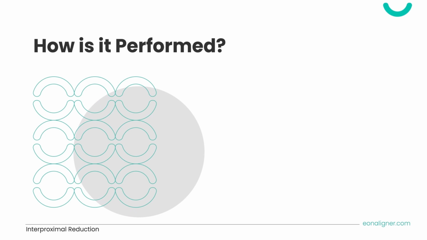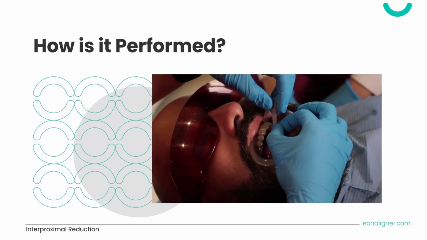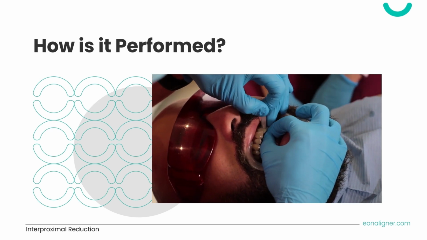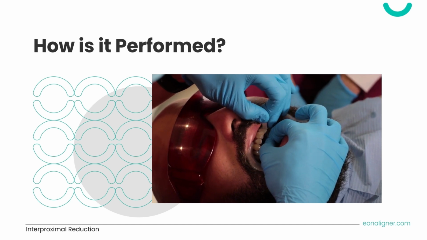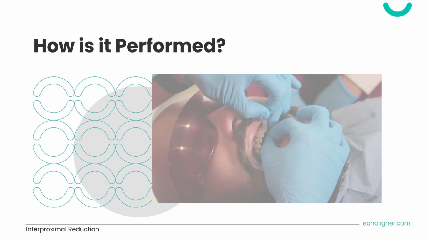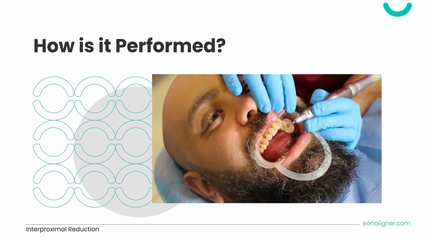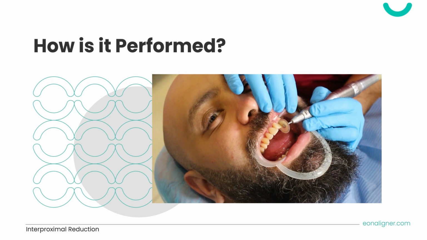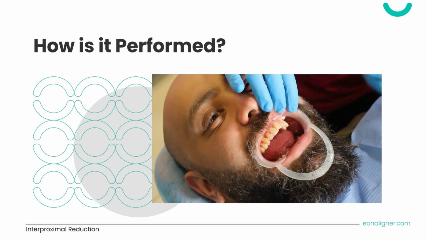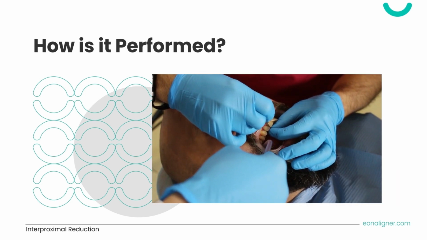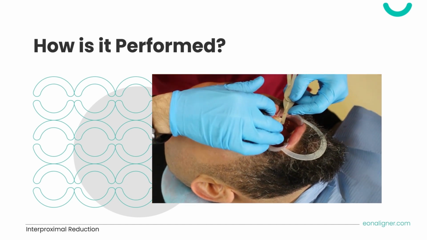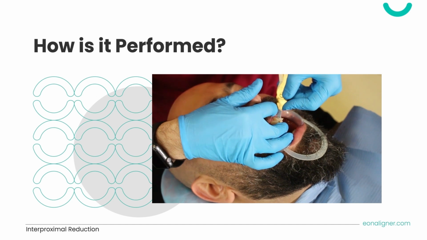In this video, we'll be seeing how IPR is performed. Take a diamond strip, hold it properly with your fingers, and start sawing between the teeth from the incisal edge towards the gingiva to break the contact. Once the contact is open, you can use a low-speed diamond disc to do the proper reduction needed. Take the right-sized gauge and slide it where IPR has been performed to ensure the correct amount has been removed.